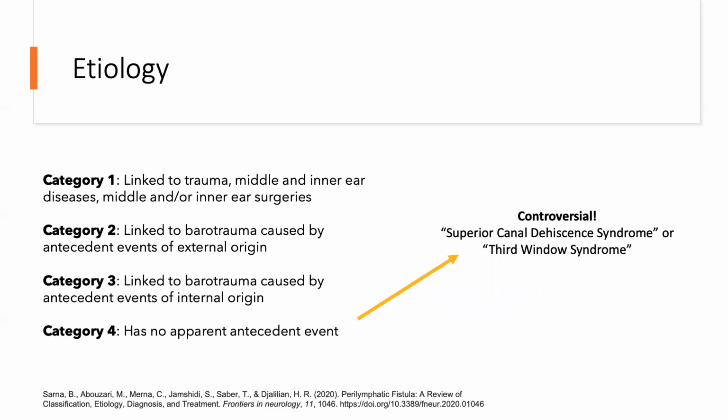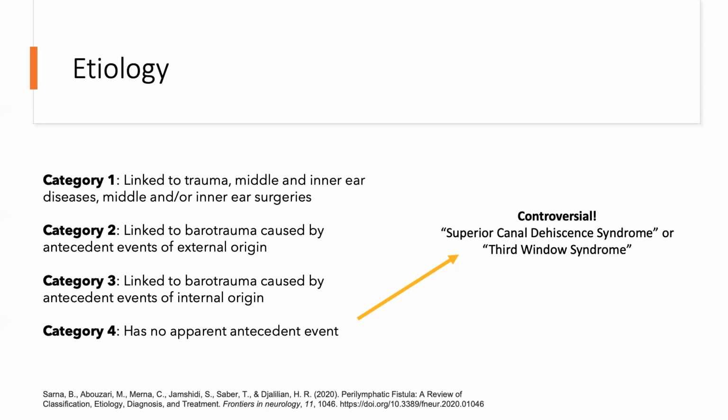So an example of trauma would be a TM perforation or maybe a concussion. In terms of diseases, it could be a cholesteatoma, which could erode the bone and cause a leak, or maybe a surgery like for otosclerosis, a stapedectomy. So if the prosthesis becomes displaced, there could also be a leak.